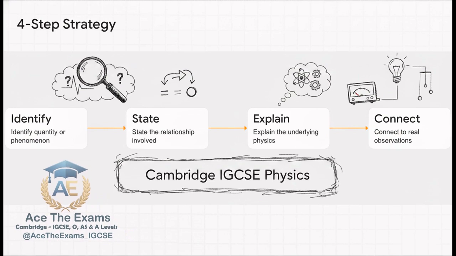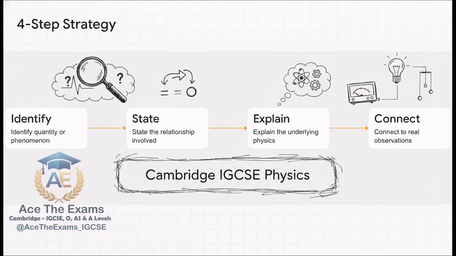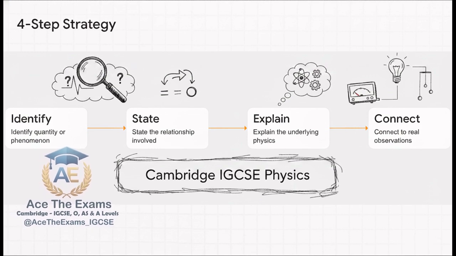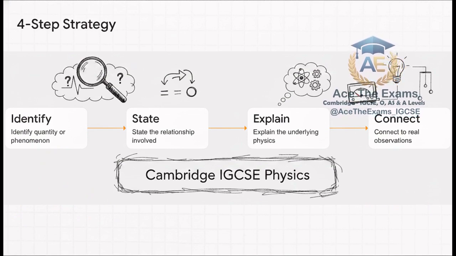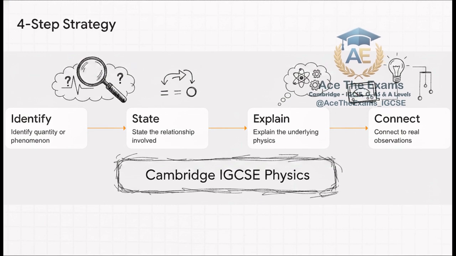Step 1, identify the quantity or phenomenon. This is your point. What are we actually looking at? Step 2, state the relationship involved. This is your evidence. How do the variables interact? Step 3, explain the underlying physics. Why is this happening? And step 4, connect it to an observation or real device.